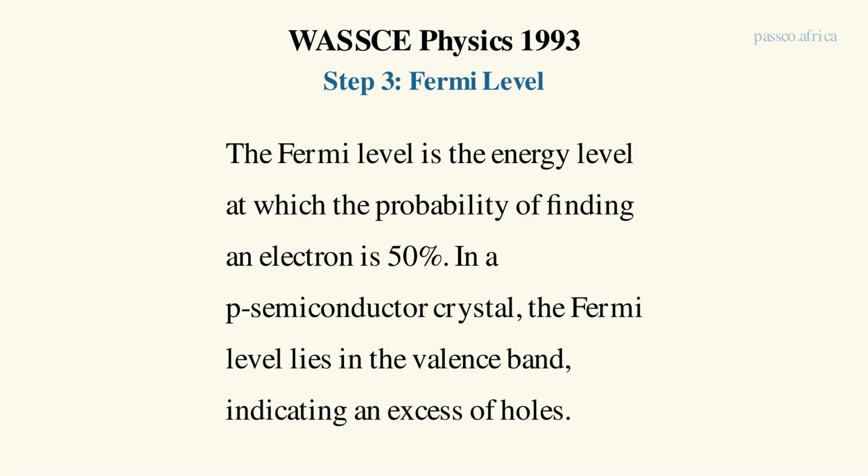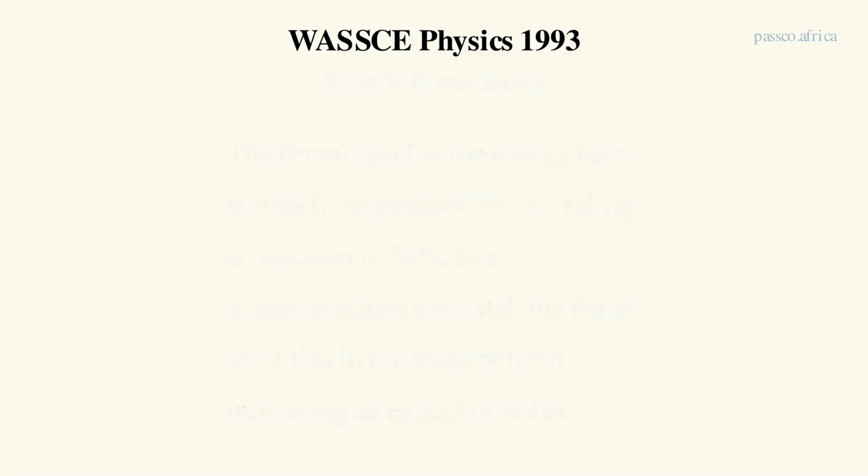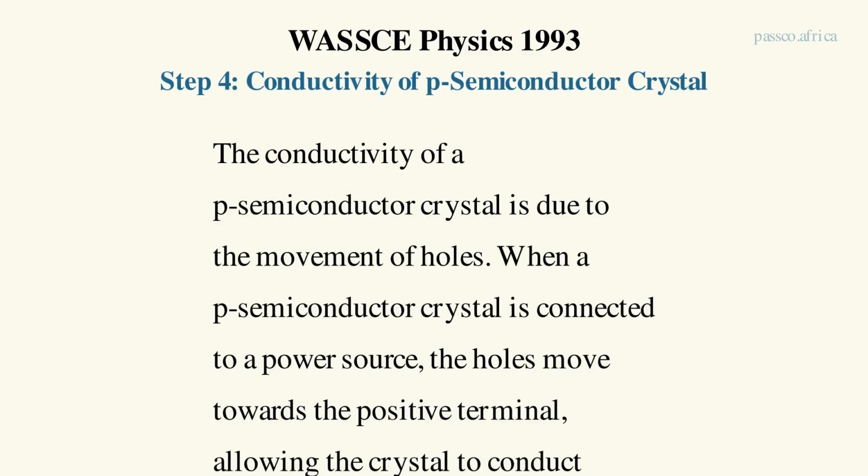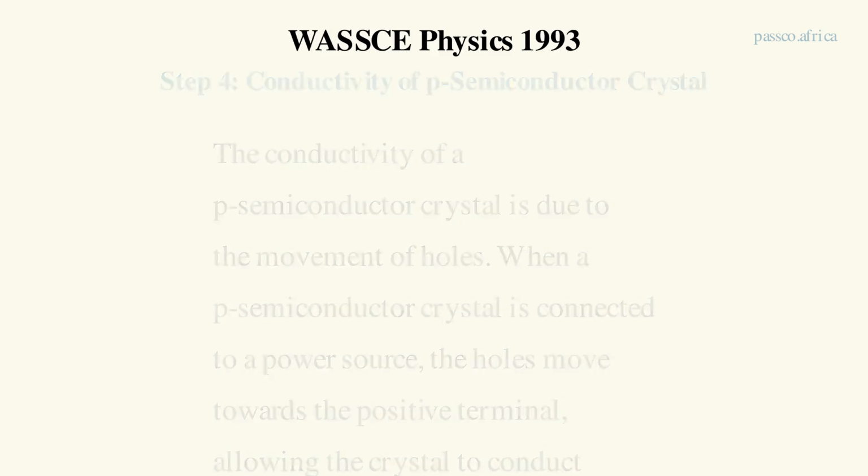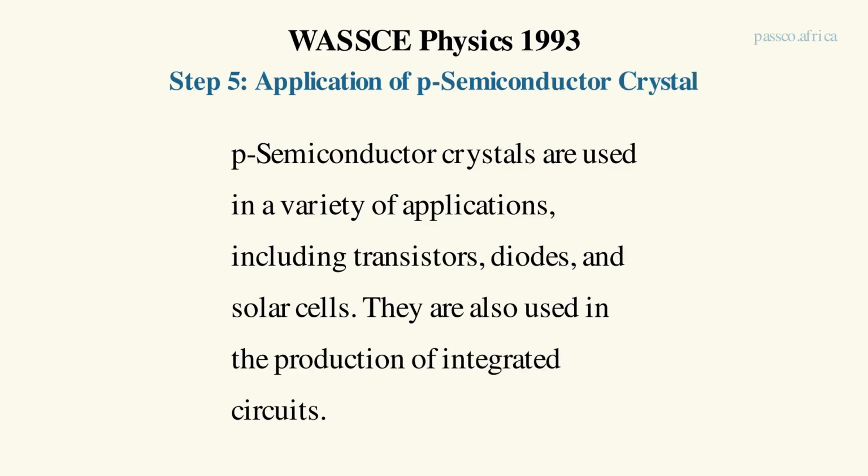Step 4. Conductivity of p-semiconductor crystal. The conductivity of a p-semiconductor crystal is due to the movement of holes. When a p-semiconductor crystal is connected to a power source, the holes move towards the positive terminal, allowing the crystal to conduct electricity. Step 5. Application of p-semiconductor crystal. P-semiconductor crystals are used in a variety of applications, including transistors, diodes, and solar cells. They are also used in the production of integrated circuits.